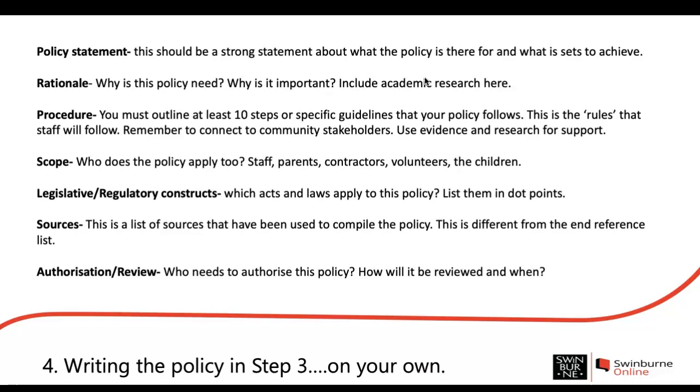Why is this policy needed and why is it important? And use academic research. So we're always using academic research in terms of things that we've been provided in the unit, but that also means things like guidelines, always using ACECQA, always using the early years framework to support the idea of why it's important, using laws, regulations throughout. So you want to say things like, your service recognises the importance of digital technology as an integral part of communication, collaboration and digital technology in the 21st century.